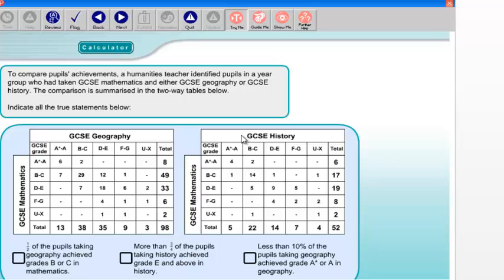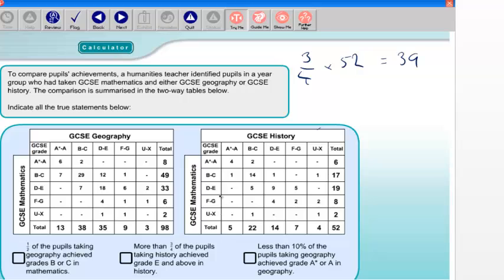So this time we're interested in the right table because that's got the history information. So as before, we need to know how many pupils studied history. So that is a total of 52 pupils. Three-quarters of 52 equals 39. So if more than 39 pupils got an E or above in history, then that would be a true statement as well. So let's have a look at that.